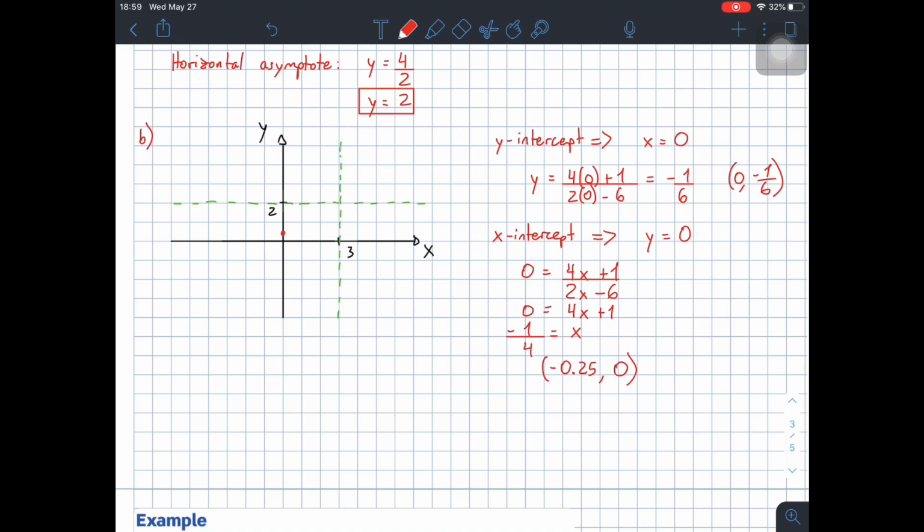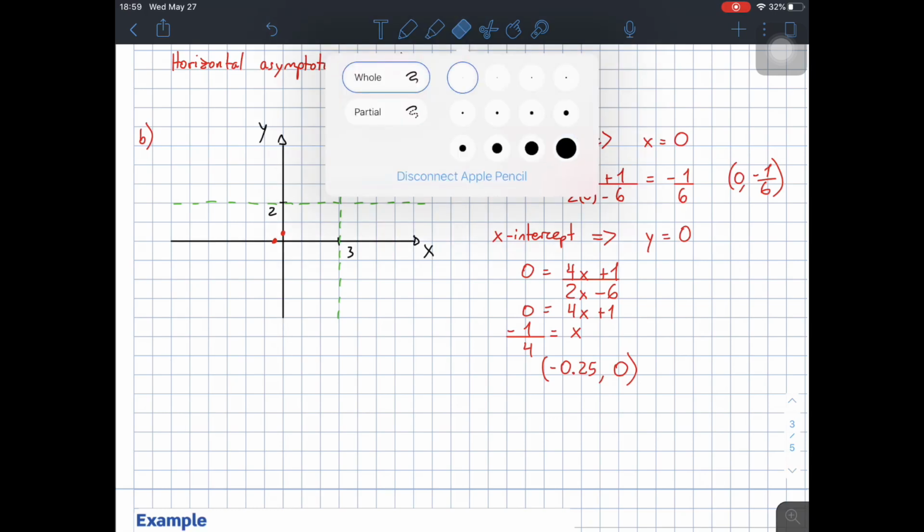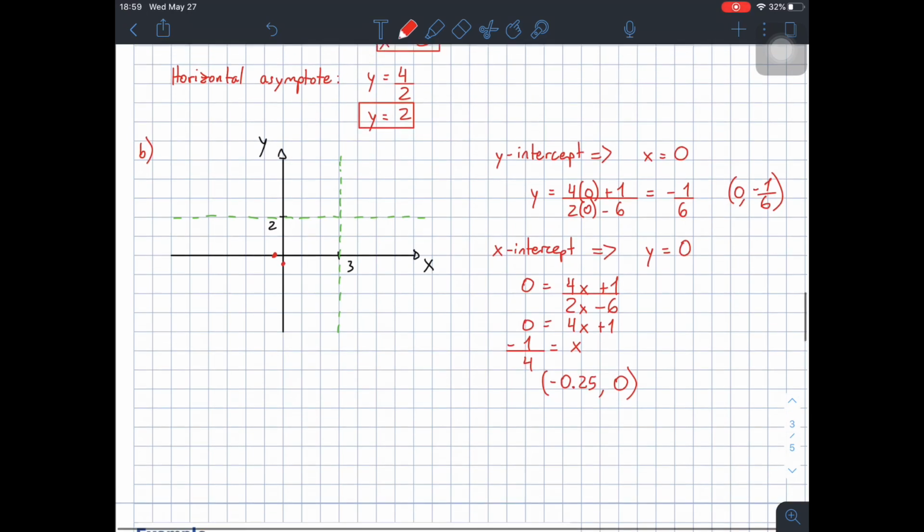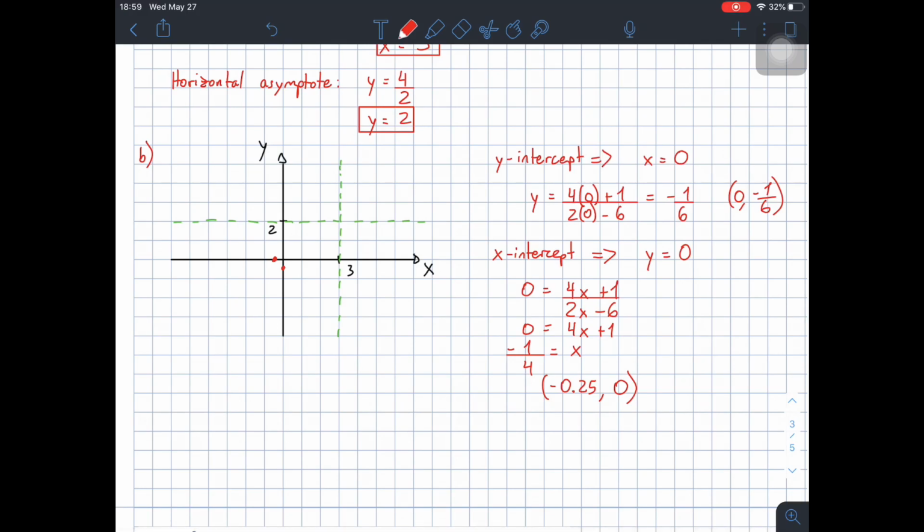Sorry, I just noticed a mistake here. Somewhere around here is the x-intercept, and the y-intercept actually. I plotted it wrong because it's negative 1 over 6, so it should be somewhere around here. Okay, so now that we have 2 points of the graph, we can already know that this graph is in the third and first quadrants, right? Because we have 2 points in the third quadrant according to our asymptotes.